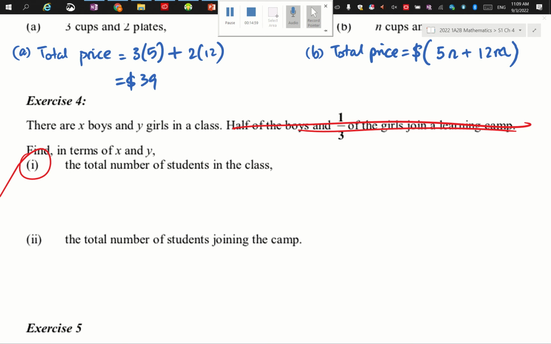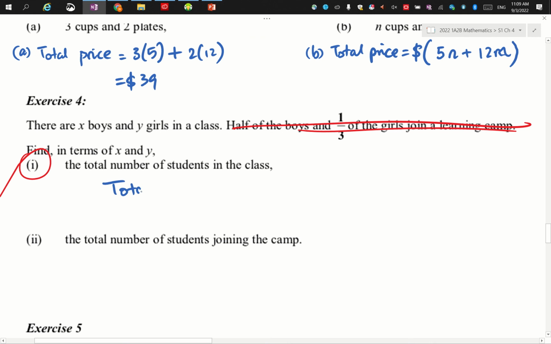So I'm glad that I saw many students start off rewriting total equals to. I do not want just x plus y. Okay, you might have to tell me what you're calculating. Total equals to x plus y. Done. That's it. They're asking for total. There are x boys, y girls. Total, add. Don't complicate things.